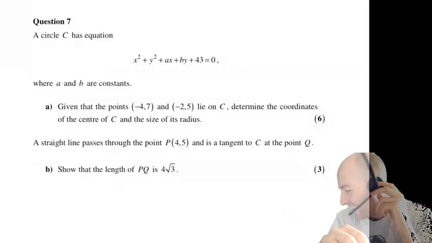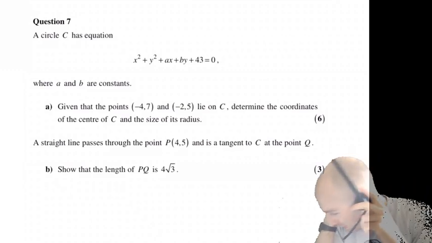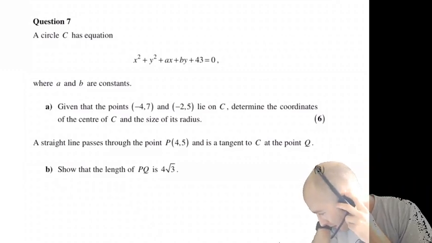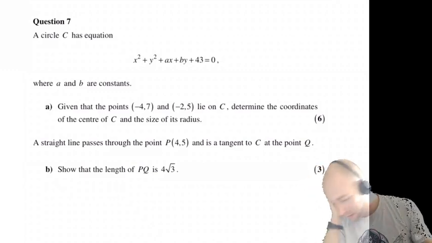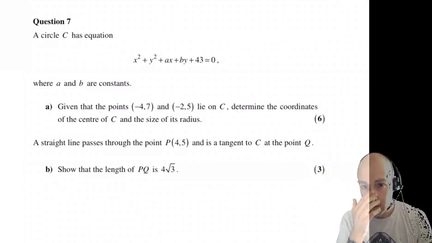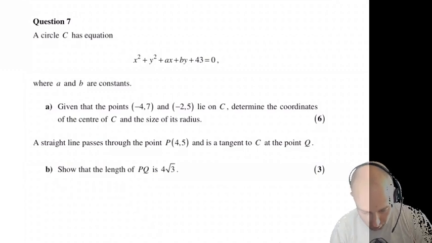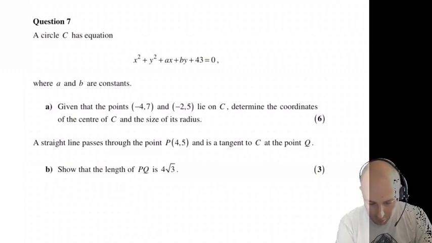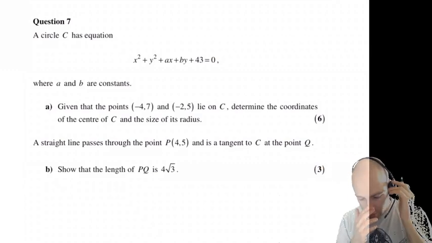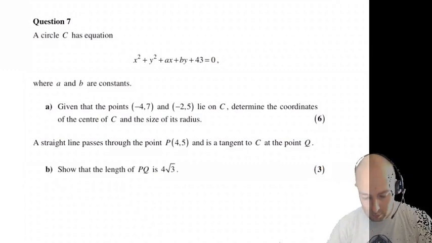Oops. All right, cool. Let's go for this. So we got Alex is going to answer 3, 6 and radius root 2. All right, let's check if that is correct. Right, so given these 2 points lie on the circle, determine the coordinates of the center and the size of the radius.